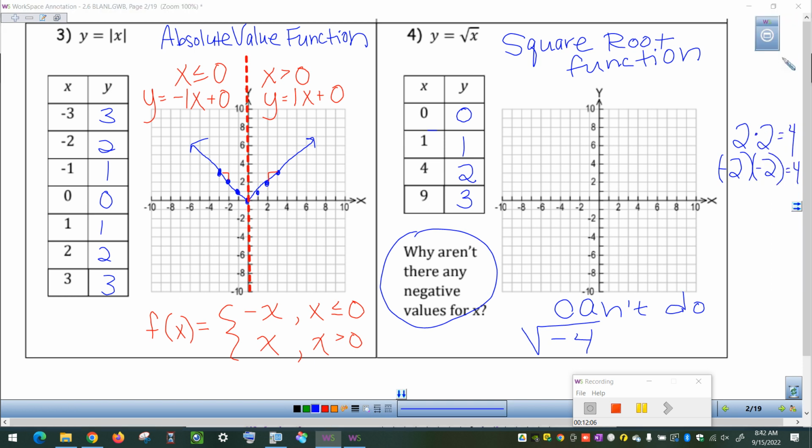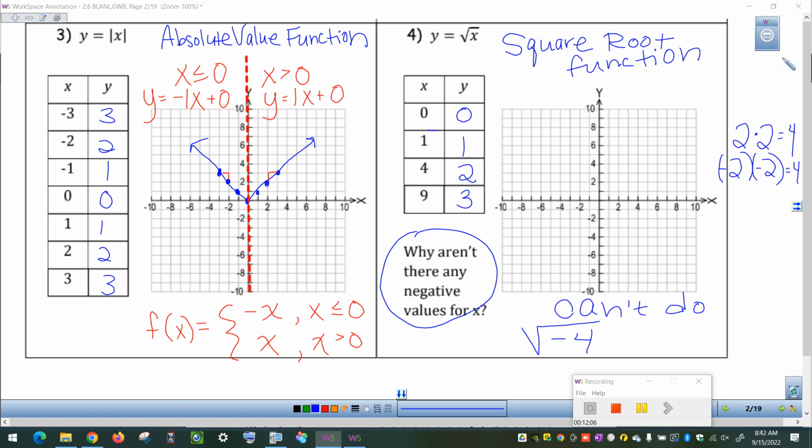The square root function is actually like the inverse of the quadratic function that we did before. It's like taking the answers to the quadratic function and then undoing that. A way to undo something squared is to take the square root of it. So we're undoing it, getting back to the original number that we started with.